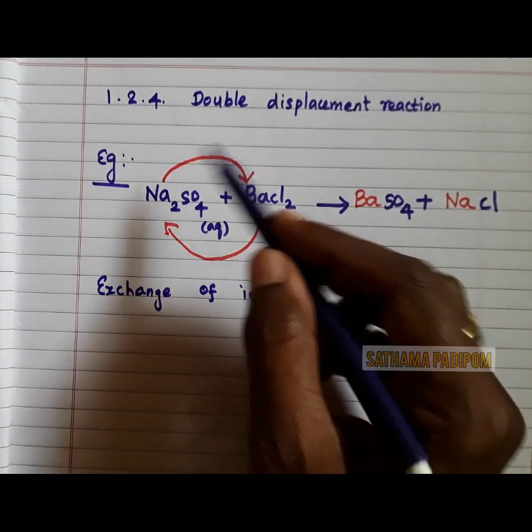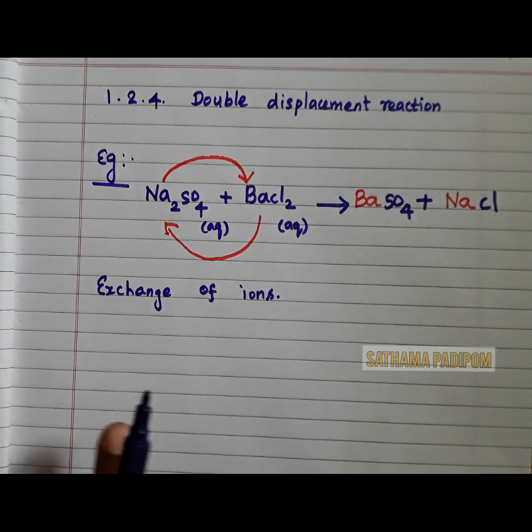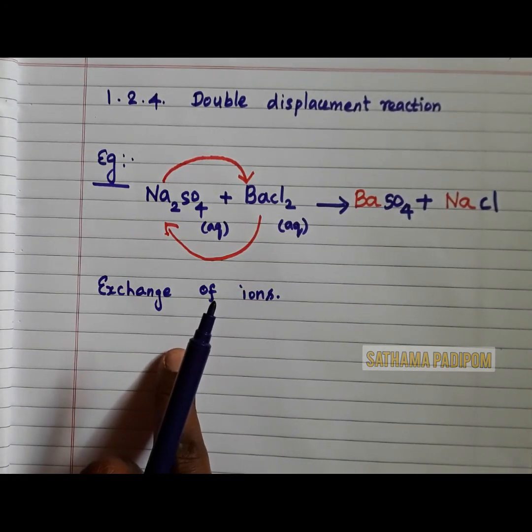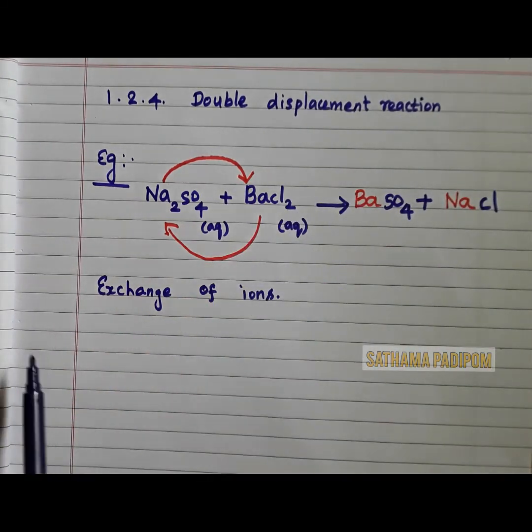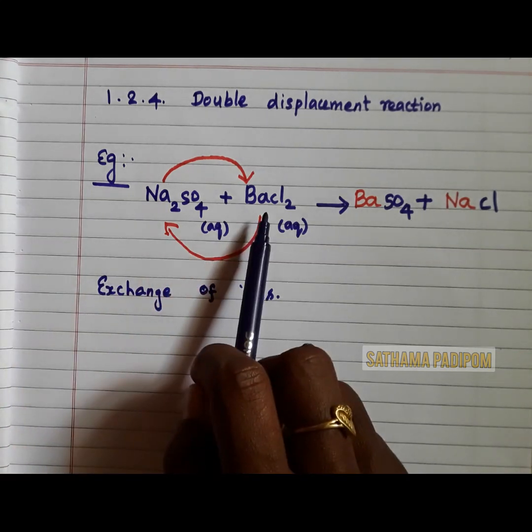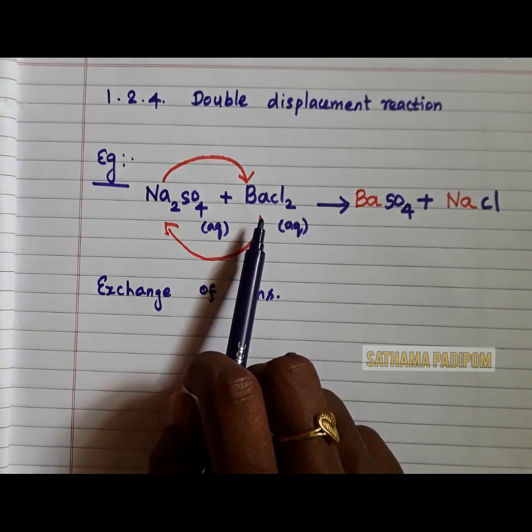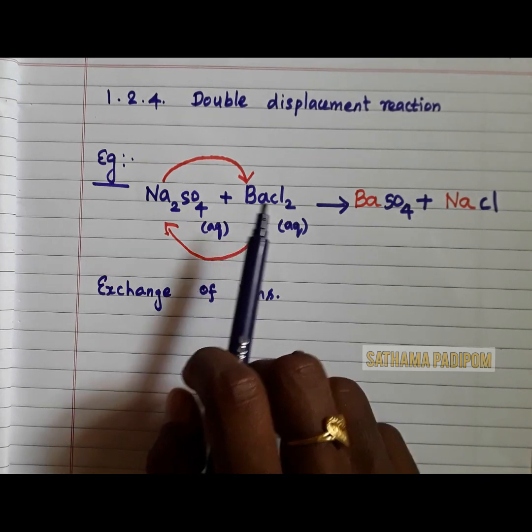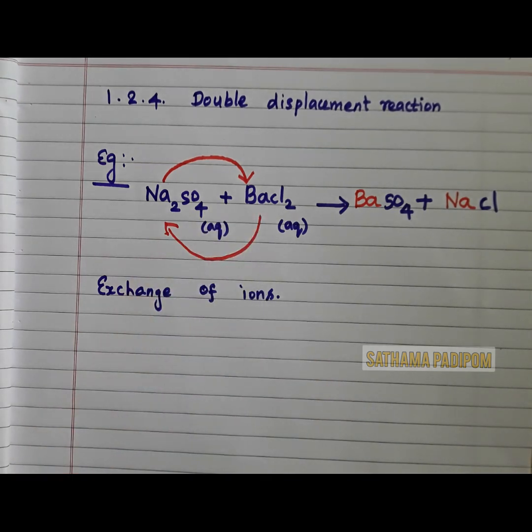This is one of the activities given in your NCERT book. What you have to take is a test tube. In the test tube you have to take the barium chloride solution and the sodium sulfate. So what will happen? It will form barium sulfate.